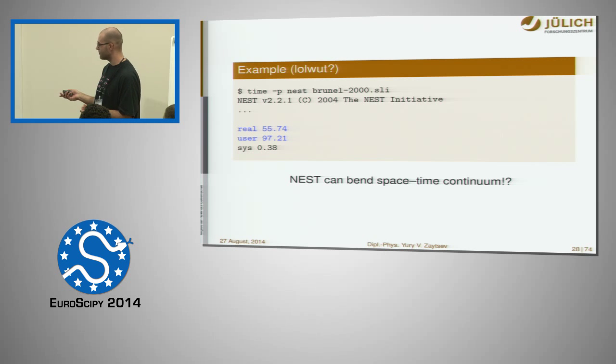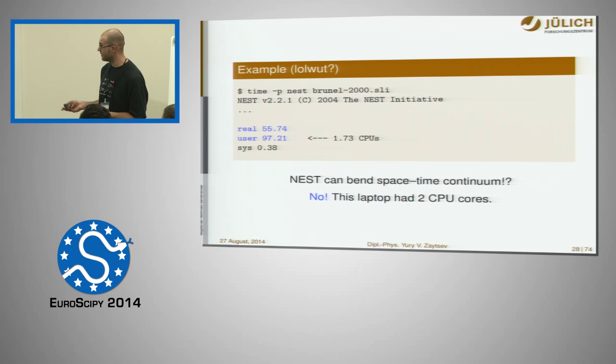So the question is, of course, can this be true? In reality, no. The trick is that this laptop actually had 2 CPU cores, and this program, Nest, can take advantage of that. If it detects that there are multiple cores available to it, it parallelizes the computations. And in this case, it parallelized up to 2 cores.